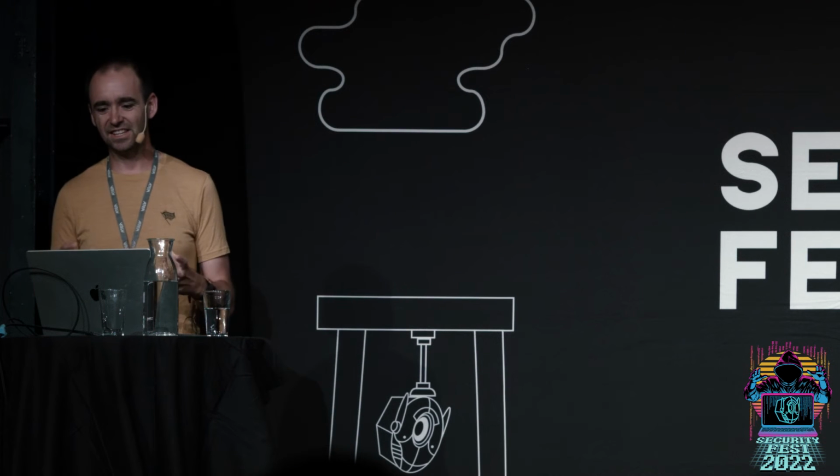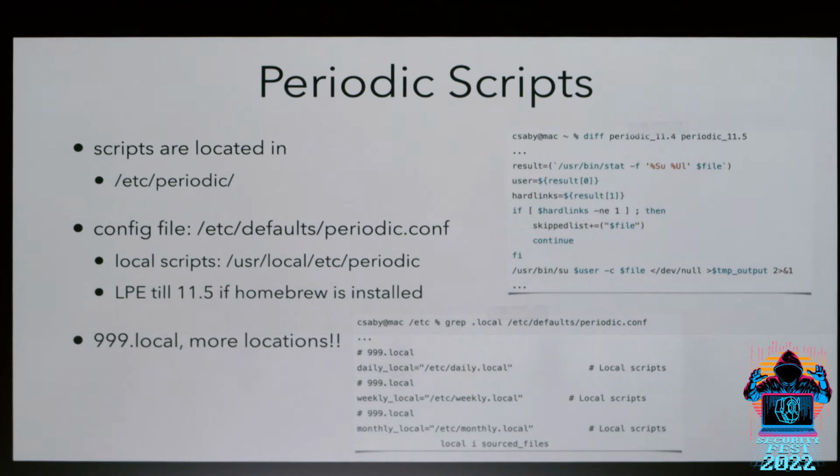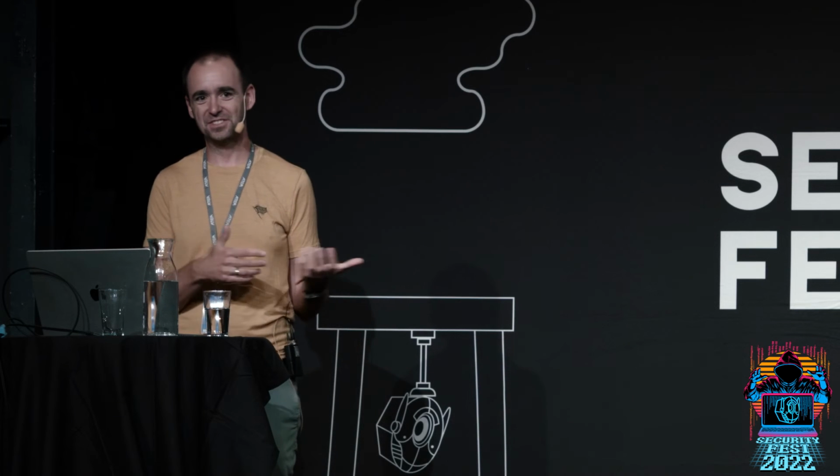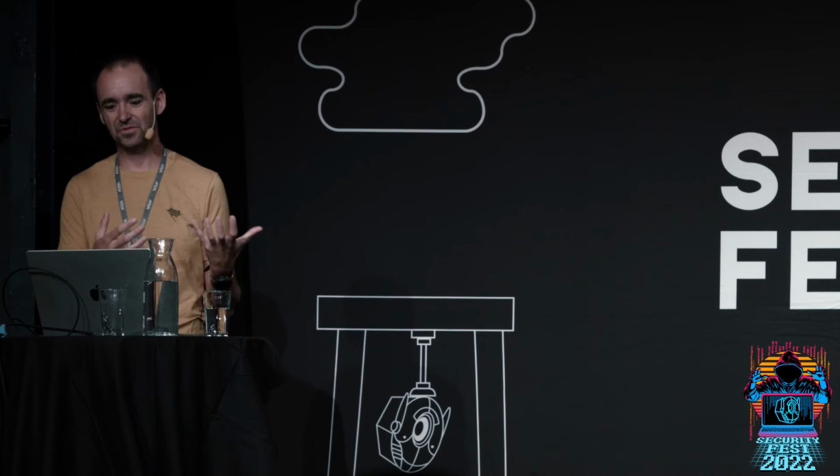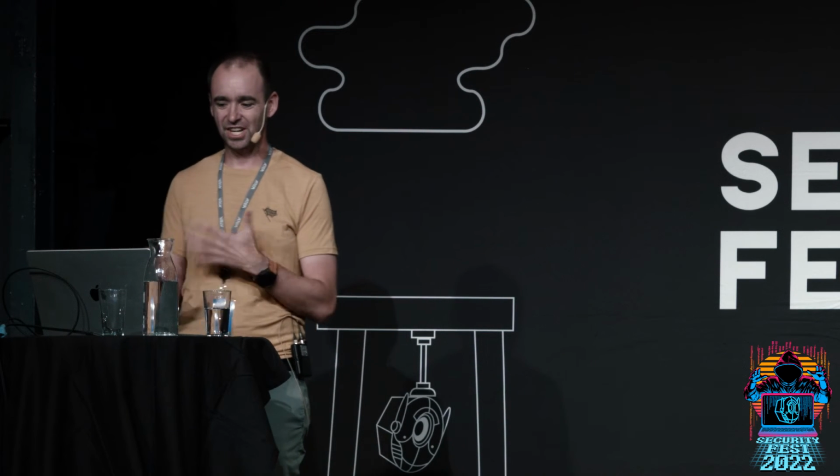And Apple fixed this in Big Sur 11.5. And what they did, here's the diff of the periodic scripts. They check the owner of the maintenance script, and they will execute the script with the owner of the script. So if you created the script as an admin user, it will execute the script as the admin user and not as root. So they were nice to close this, although this was really not a macOS problem. This problem was because you installed Homebrew, which changed the default settings.